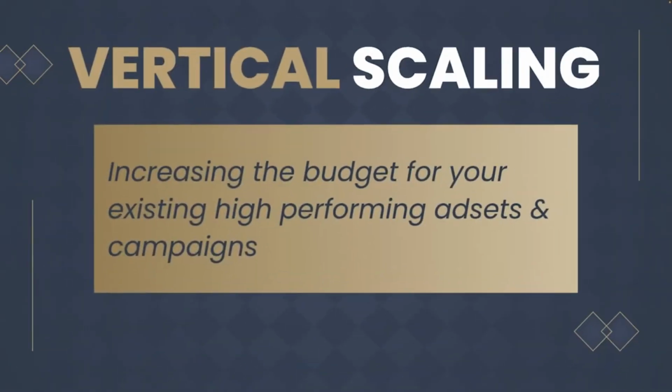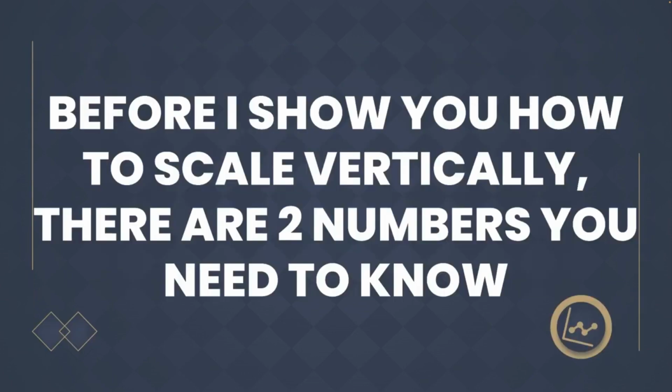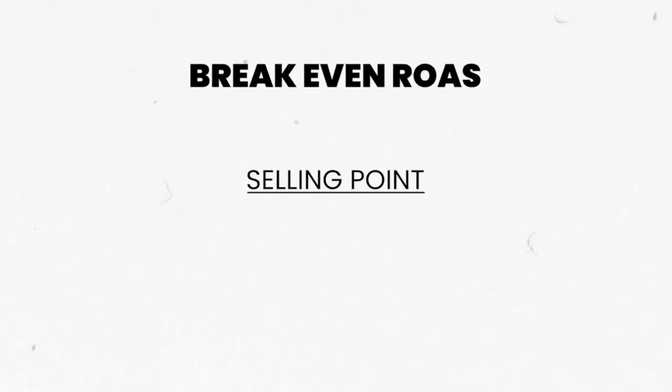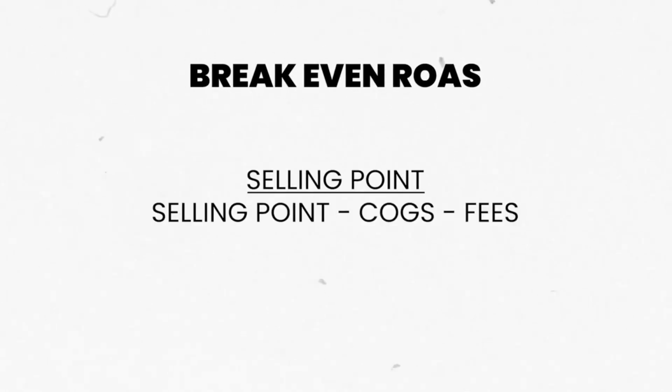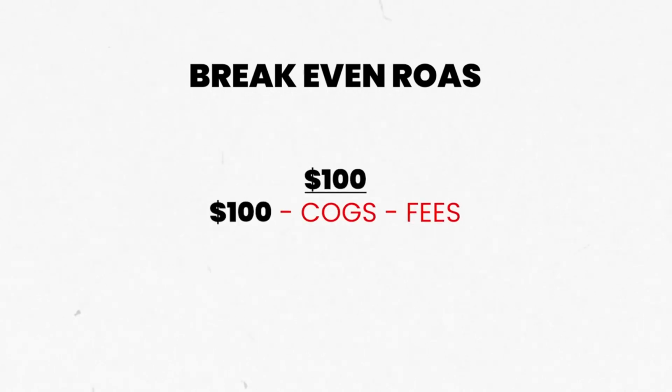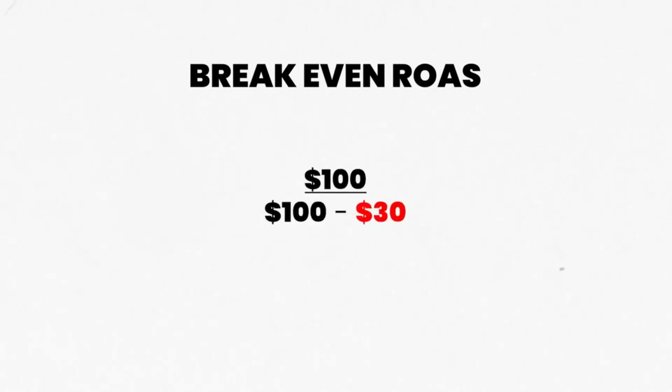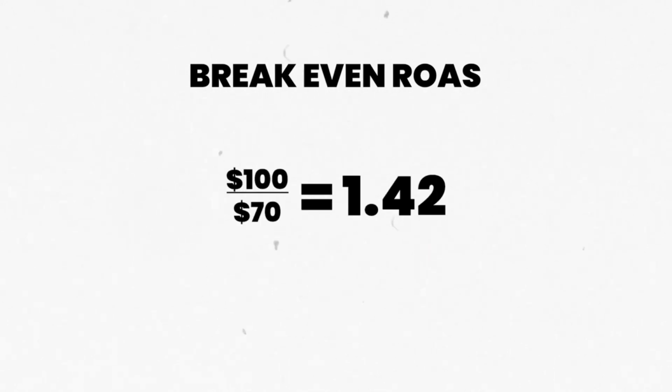Vertical scaling, increasing the budget for your existing high performing ad sets and campaigns. Before I show you how to scale vertically, there are two numbers that you really need to know. Break-even ROAS is selling price divided by selling price minus your COGS, shipping, and fees. So let's say you're selling the product for $100 minus all of the fees, let's say $30. 100 divided by 70. So 1.42 will be your break-even ROAS.